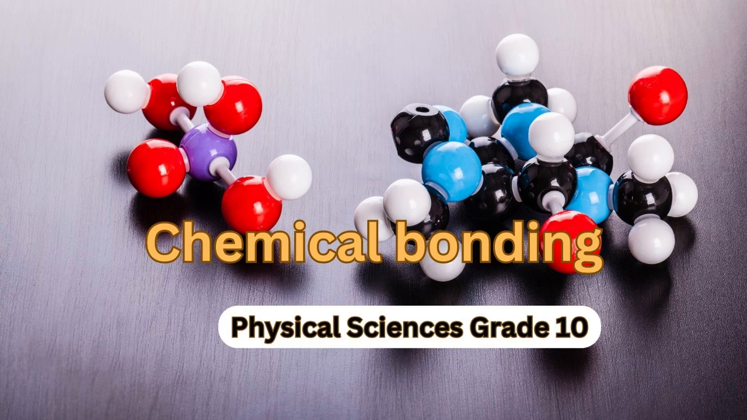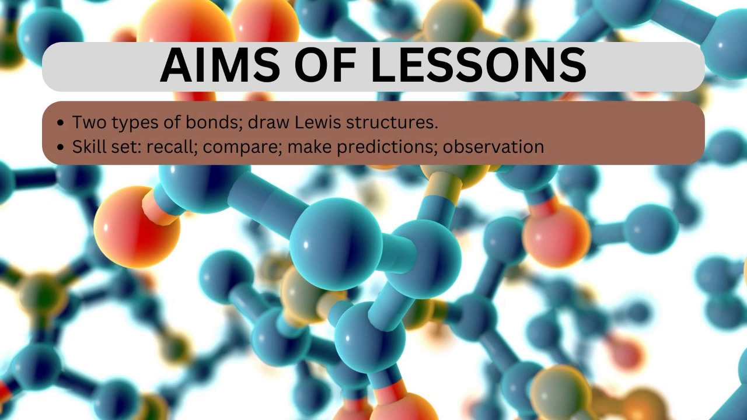Topic: Chemical bonding. Aim of lesson: two types of bonds, and drawing Lewis structures. Skill set: recall, compare, make predictions, observation.